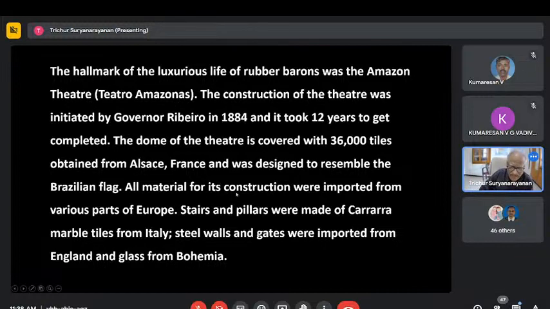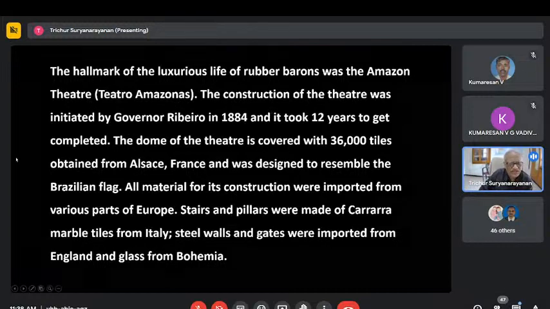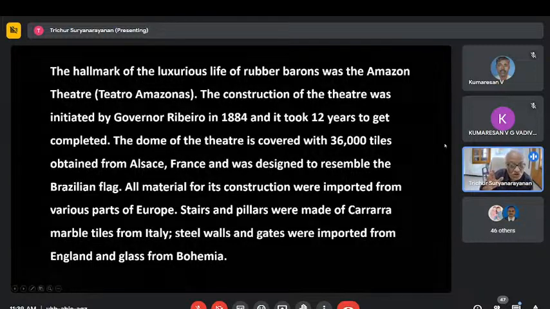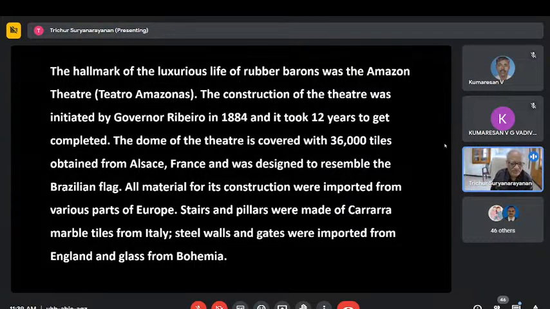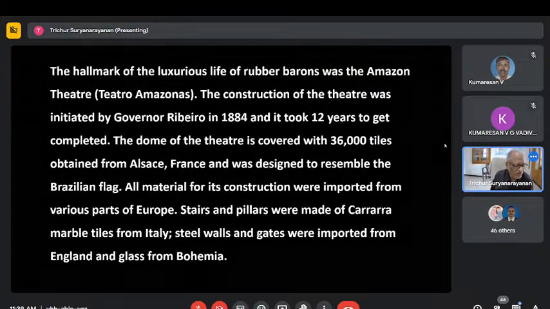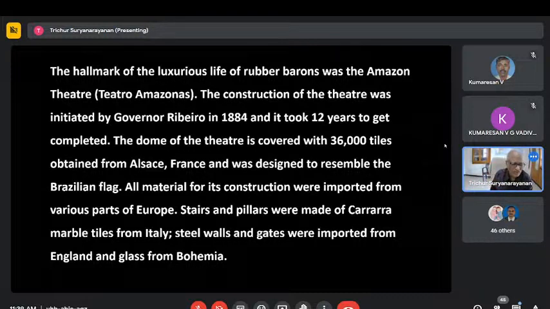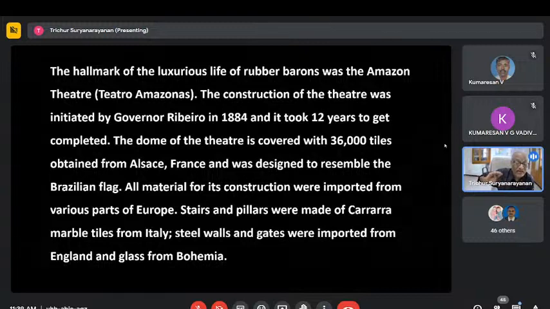That is the Amazon Theater. The construction of the theatre was initiated by the then governor Ribeiro in the year 1884, and it took 12 years to complete. The dome of the theatre, even now it is there, and it's a tourist attraction. The dome of the theatre is covered by 36,000 marble tiles, which were got from France, and they were given color and arranged in such a way that it would resemble the Brazilian flag.